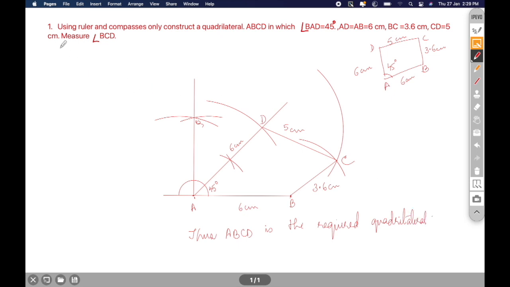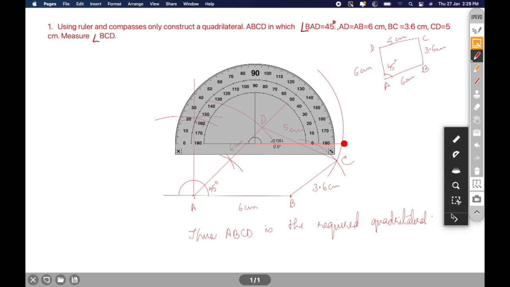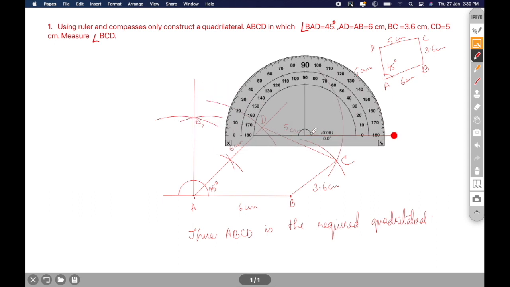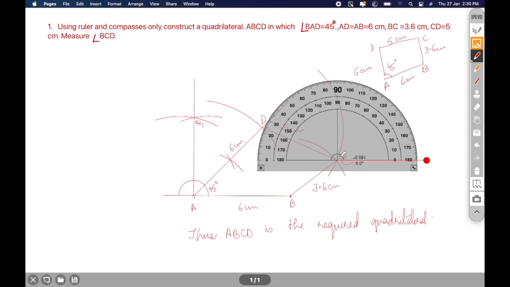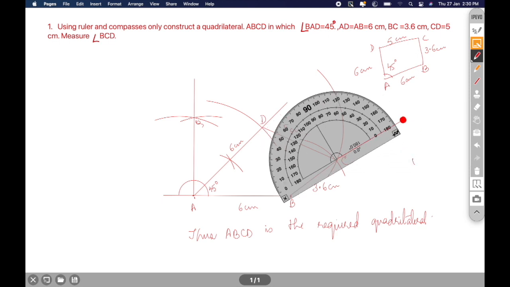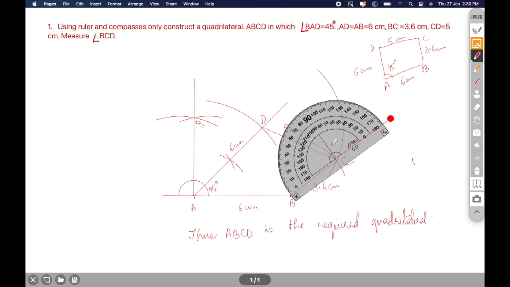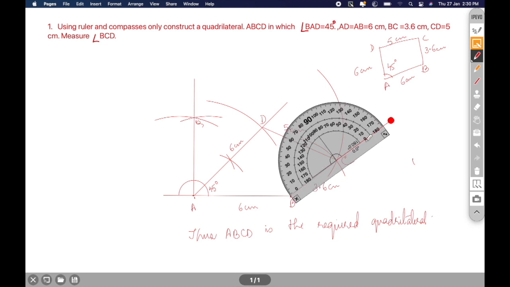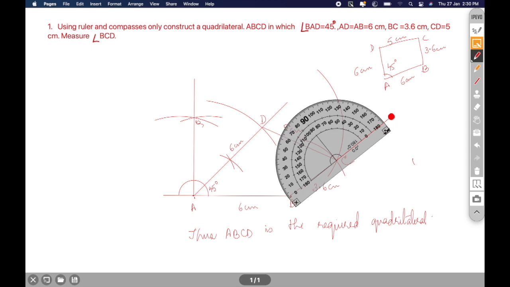The second part of the question says measure angle BCD. So with the help of a protractor, we will measure angle BCD. So you can see the center of the protractor is here, and this is the baseline of the protractor, and angle C is the interior angle of the quadrilateral. So now the center of the protractor is to be placed at the point C, and the base of the protractor has to be collinear with the side BC of the quadrilateral. So let us adjust it properly.